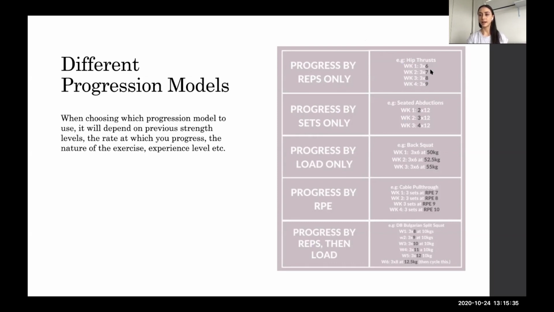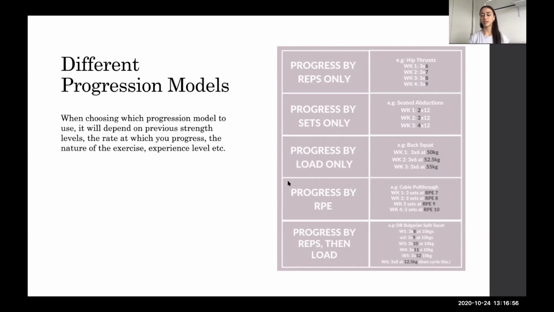So having a look at progressing by reps only, you could do 3 by 6 in the first week. Say you're using 100 kilos on hip thrust, and then go 3 by 7, 3 by 8, 3 by 9, 3 by 10, 3 by 11, 3 by 12, as a way to increase your capacity and get more reps. And then you've got progress by sets only. Pretty self-explanatory: 2 sets, 3 sets, 4 sets. Progress by load only. A typical example is a barbell back squat going 50, 52, 55.